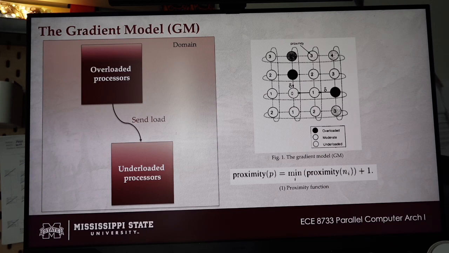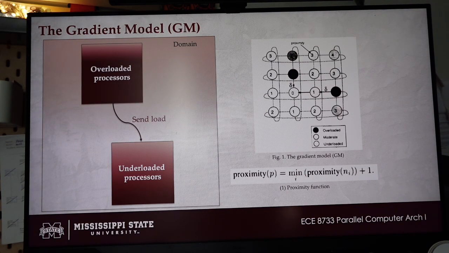In this strategy, there are 2 important parameters. One is called the low watermark and the other is the high watermark. If a processor's load is below the low watermark, it is considered an underloaded processor, and if the load of the processor is higher than the high watermark, then the processor is considered an overloaded processor.